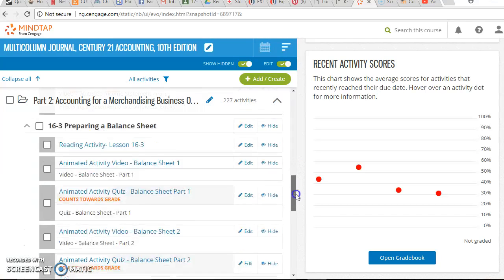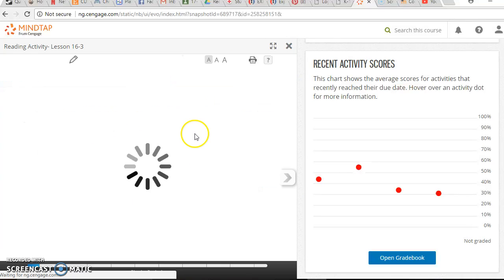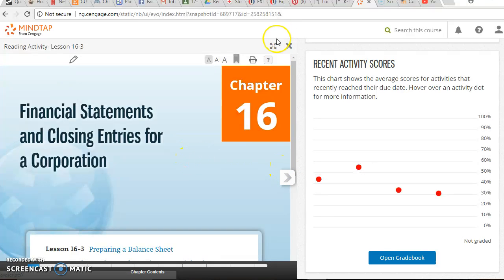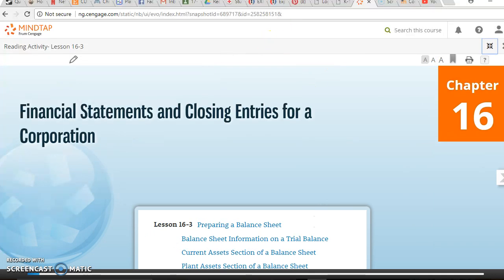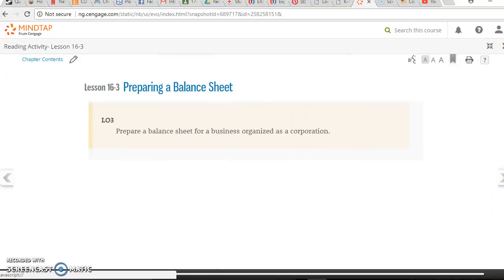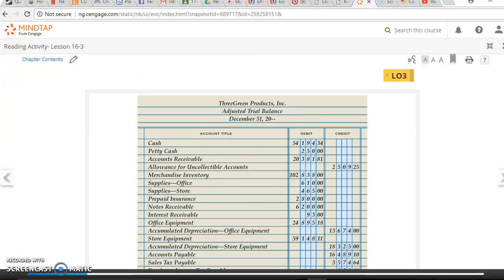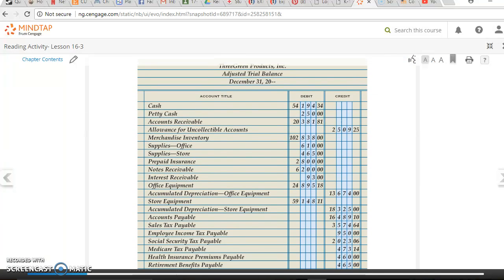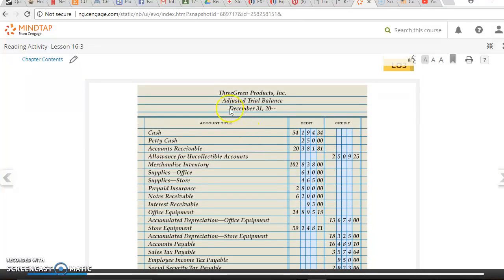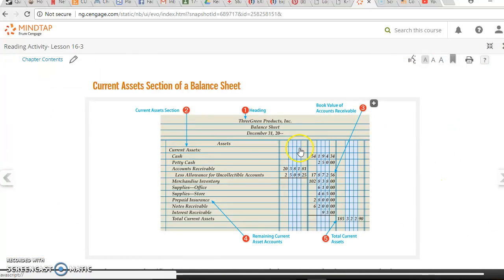Okay, next we're going to go into preparing a balance sheet. First I want to go into the balance sheet information here. A balance sheet reports where your major accounts are on a particular date, just at the end of the month or end of the year.